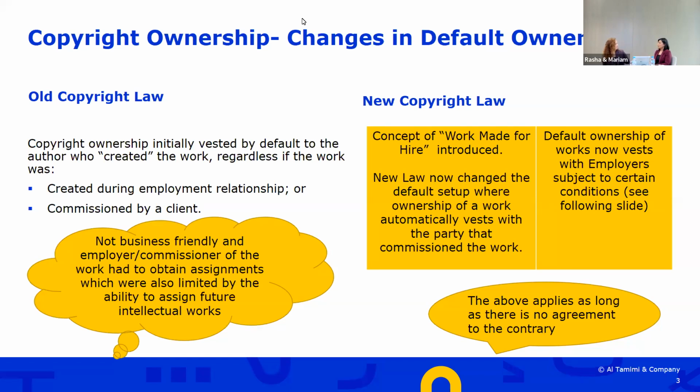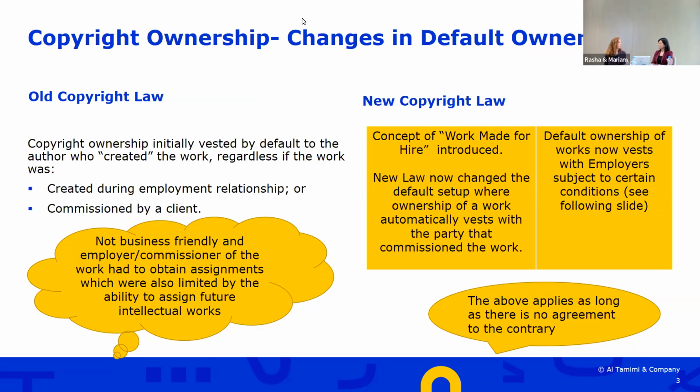So how is the position in the new law? We're really excited that finally, after having so many queries about what to do for a commission and what to do in an employment relationship, and universally under other jurisdictions, there is a known concept of work made for hire. So when we saw that in the provision of the new copyright law, we were really excited because the new copyright law finally introduced the concept of work made for hire, which basically changes what Russia was discussing under the old copyright law. The default setup of ownership of the work now automatically vests with the party that commissioned the work.